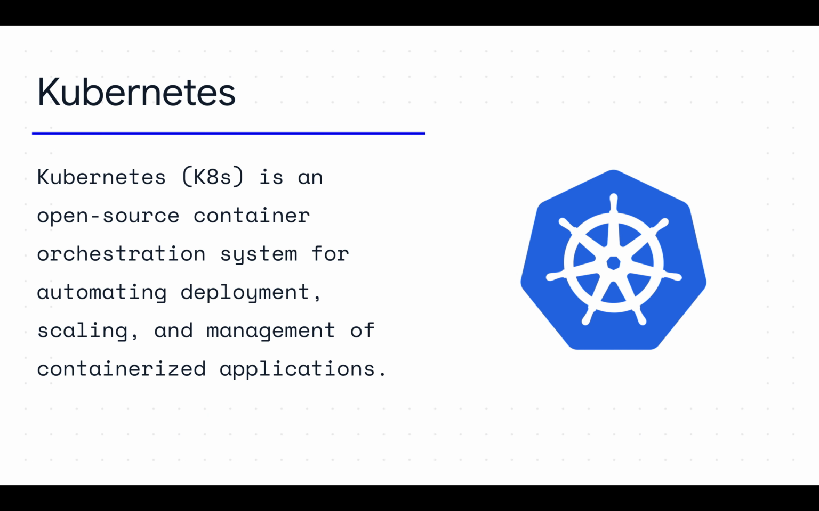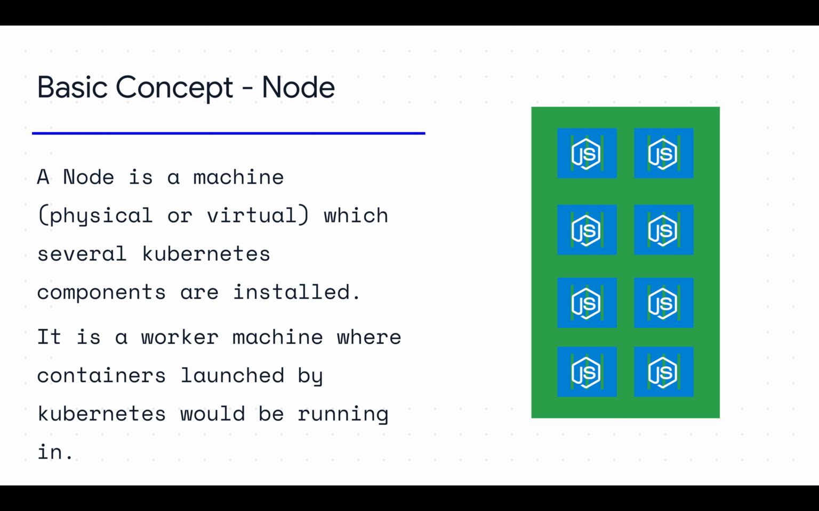So let's revisit this definition again. Kubernetes is an open source container orchestration system. We've talked about containers. We're going to be talking about the orchestration part pretty soon. So Kubernetes is an open source container orchestration system for automating deployment, scaling, and management of containerized application. So let's dig deep into some of the basic concept of Kubernetes. One, a node.